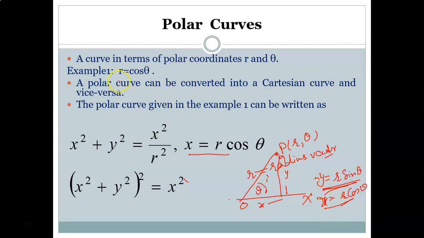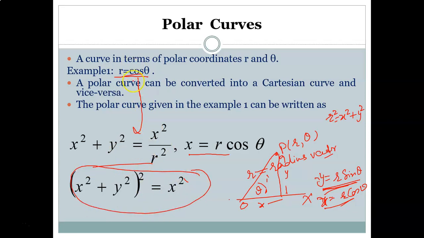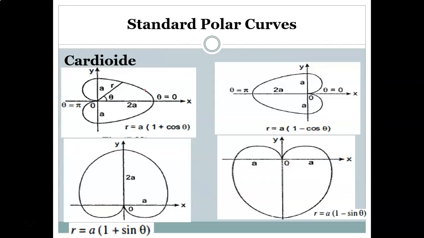For example, here we have a polar curve r equal to cos theta. So note one more thing, that here r square becomes x square plus y square. So using this, we can convert this polar equation into a Cartesian equation, and finally we will get this. So this is the Cartesian equation corresponding to this polar equation.